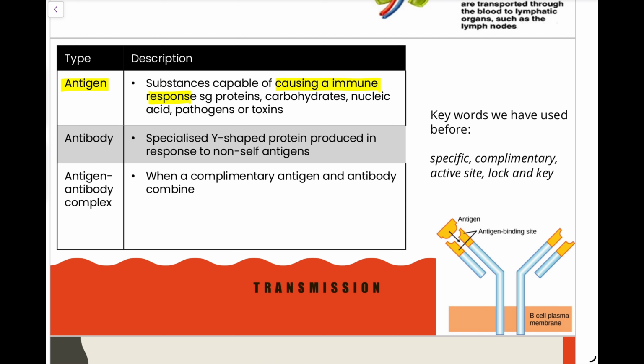Antibodies are our next key item. Again, we looked at these in year 11 when we were talking about different blood types, and these ones are Y-shaped proteins that are produced in response to non-self antigens, or antigens that come from outside our own body. Finally, our final keyword here is antigen-antibody complex. This is where we have an antigen and an antibody which are complementary to one another and they combine. So it's really important that you understand these three terms before we move on with any of the content.